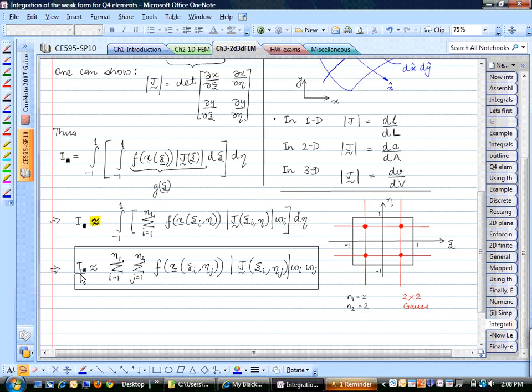So this is just a generalization of your one-dimensional integral. So if I use a 2 cross 2 Gauss point, what will be the value of Wi and Wj?